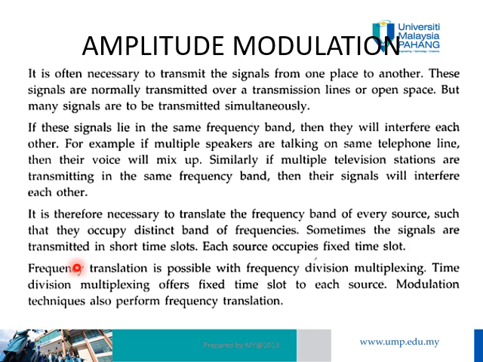Sometimes the signals are transmitted in short time slots. Each source occupies a fixed time slot. Frequency translation is possible with frequency division multiplexing. Time division multiplexing offers a fixed time slot to each source. Modulation techniques also perform frequency translation.